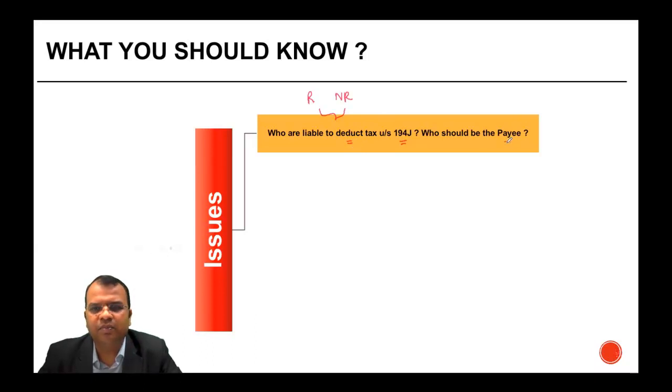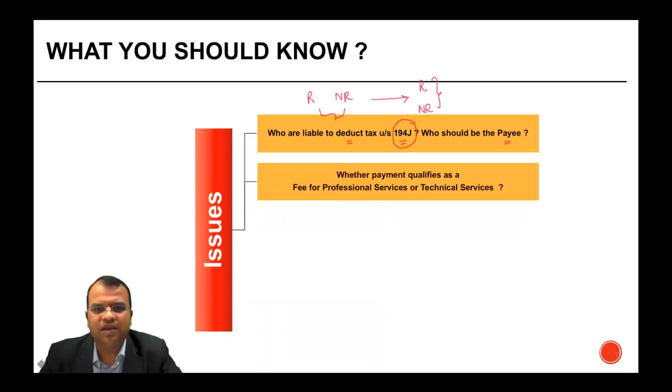Who should be the payee? If these people are making the payment, again, the recipient can be a resident or a non-resident. Who should it be when section 194J will be attracted? That's the first issue. Second, whether payment qualifies as fee for professional services or technical services.